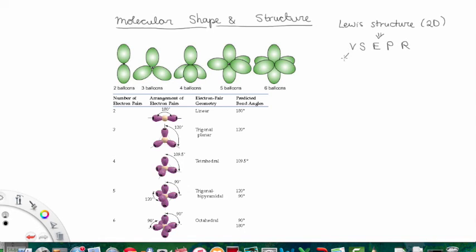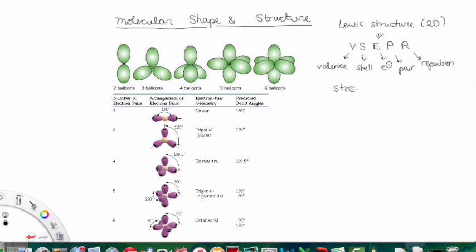a model which stands for valence shell electron pair repulsion model. Basically what VSEPR does for us is it gives us the location of bonding electrons and lone pairs with respect to the central atom. Bonding electrons and lone pair electrons repel one another, and the strength of repulsion goes like this.